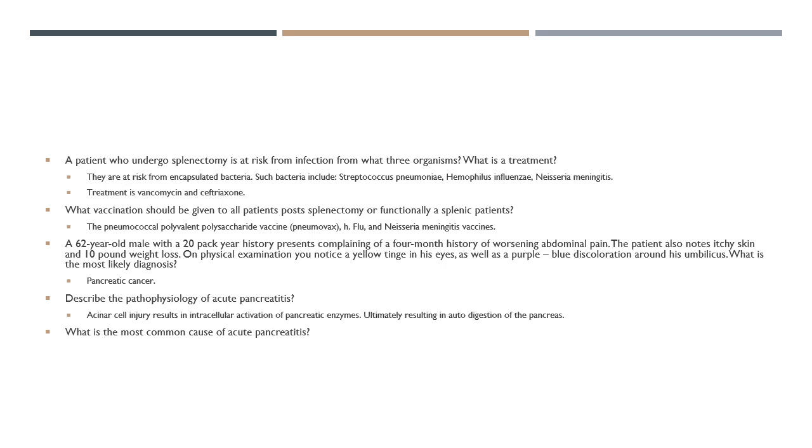And then what are the most common causes of acute pancreatitis? Those are going to be alcoholism as well as gallstones. So alcoholism and gallstones account for 80-90%. And then a small minority here is going to be high triglycerides.